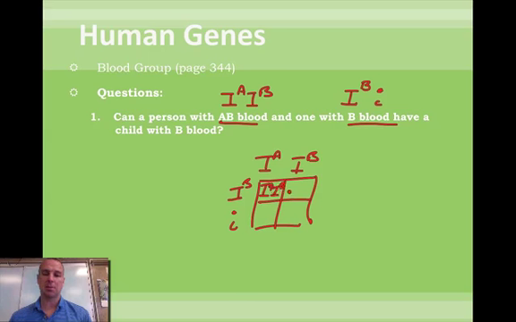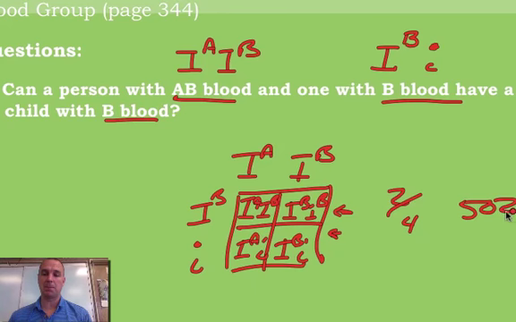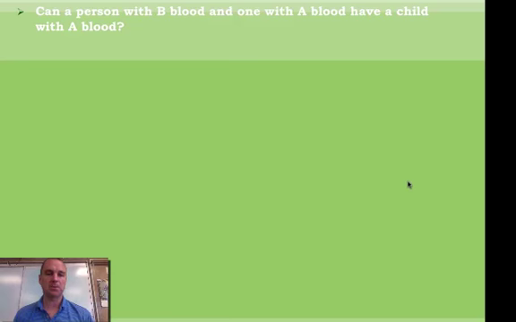So they can have a child with AB, they can have a child with B, they can have another child with B, and then have a child with A. So can they have a child with B? Absolutely. It actually would be 2 out of 4, or 50% of the time, these two parents would have a child with B. Let's do another one.